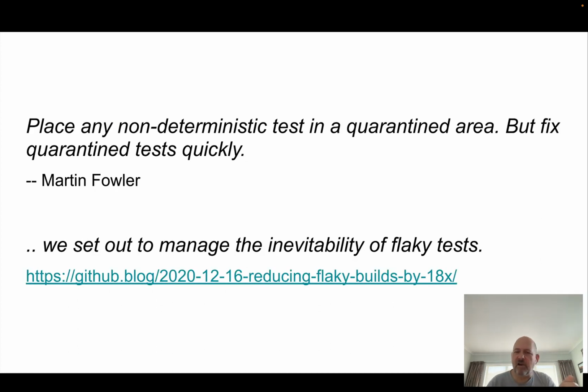That overall idea actually corresponds quite nicely to how industry practice is dealing with tests. For instance, here's a quote by Martin Fowler, who was really one of the people who sparked or kicked off this entire discussion we have now around flaky tests. And he says, place non-deterministic tests in the quarantined area, but fix quarantined tests quickly. So skipping tests really is the counterpart of putting them into a quarantined area. And from a GitHub blog more recently, we set out to manage the inevitability of flaky tests. So it's always flaky tests, but we have to come up with methods to deal with those.